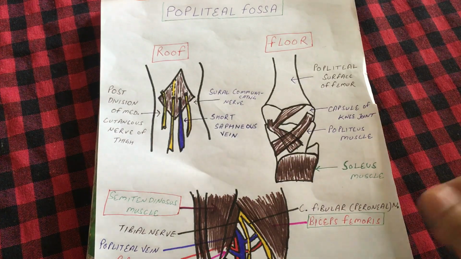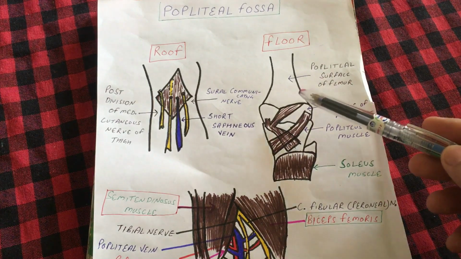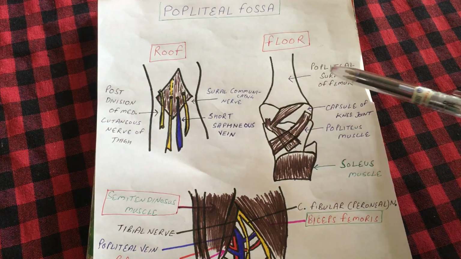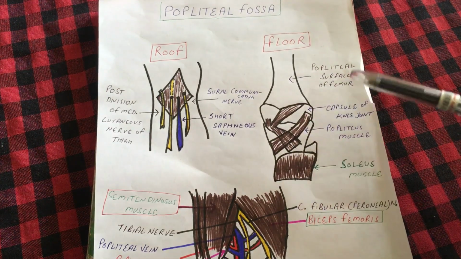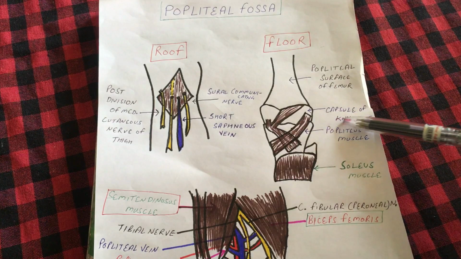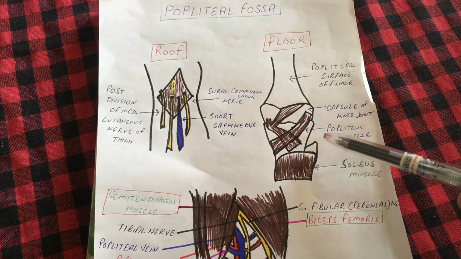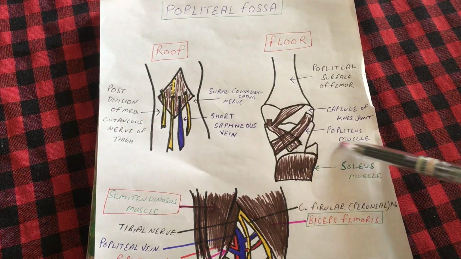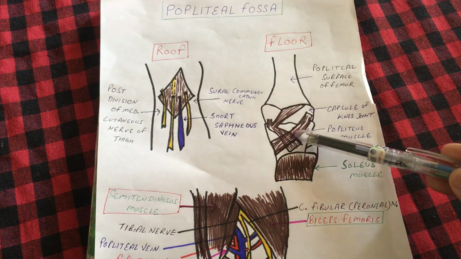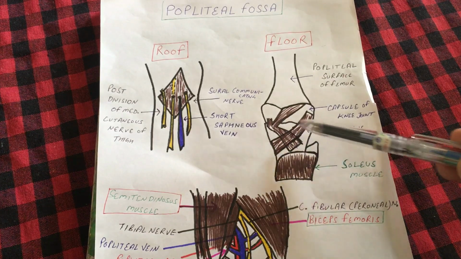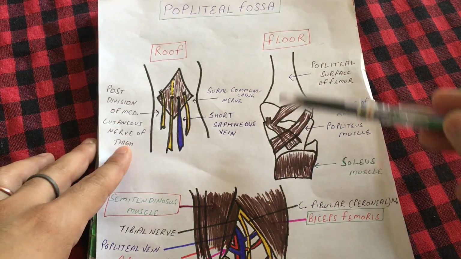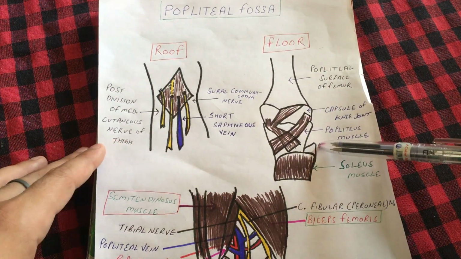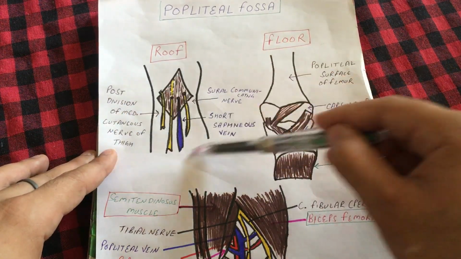Now coming to the floor. The floor of the popliteal fossa is formed, from above to downwards, by the popliteal surface of femur, the posterior part of the capsule of knee joint, then the popliteal muscle or fascia over the popliteal muscle, and the proximal part of the popliteal surface of tibia. So this is tibia and this is femur. This is the floor of the popliteal fossa and this is the roof.